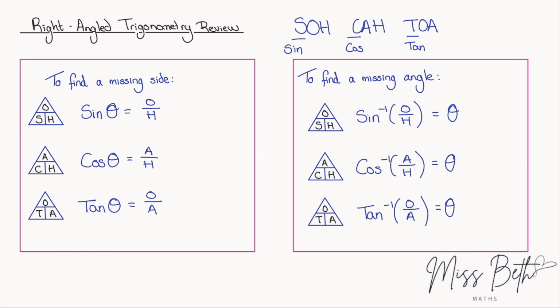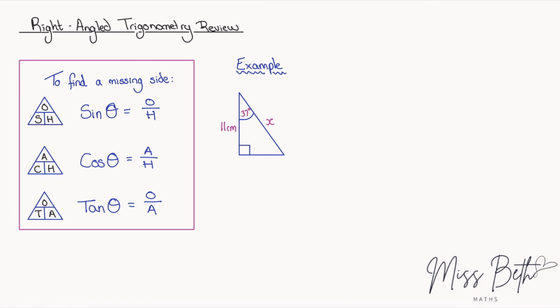I will admit that finding a missing angle is a much easier calculation to do than the other. But either way, learning the formulas will always help you. Okay, so the first question we are going to practice here is finding a missing side. So you can see the triangle we've got here. It is a right angle triangle. We have an angle labeled as 37 degrees. We have a side labeled as 11 centimeters, and we need to find x.